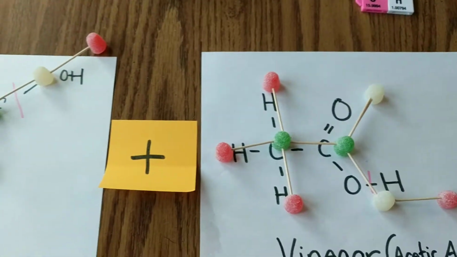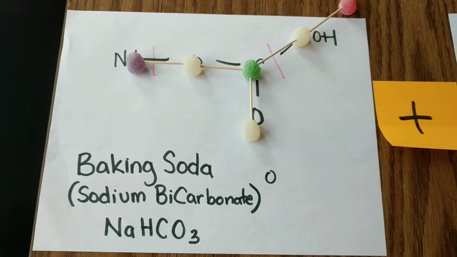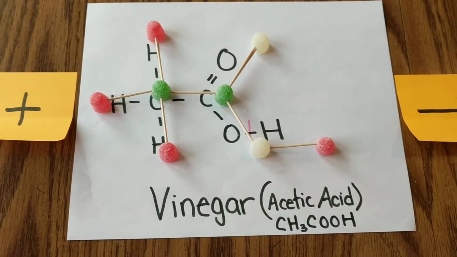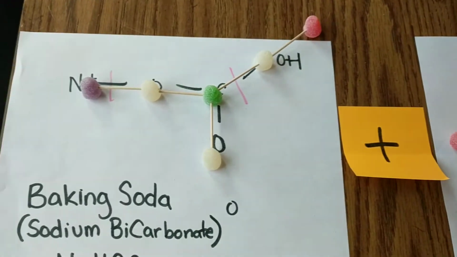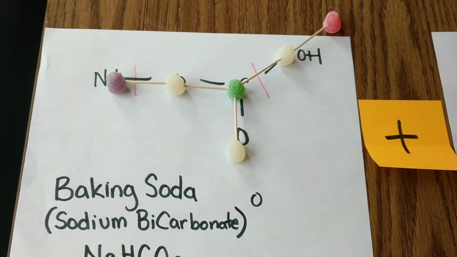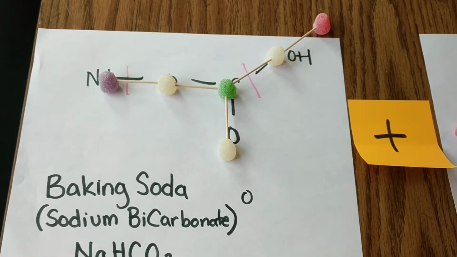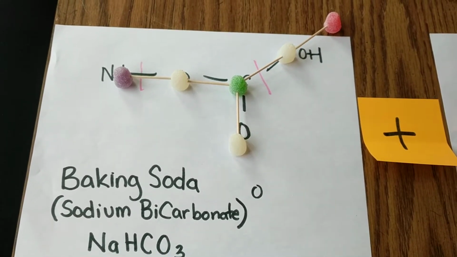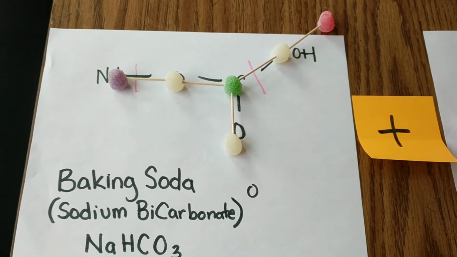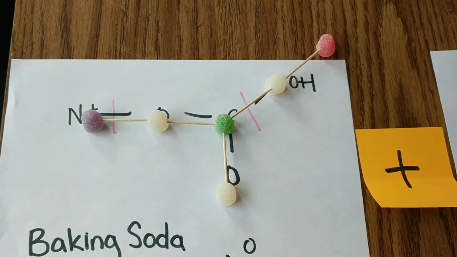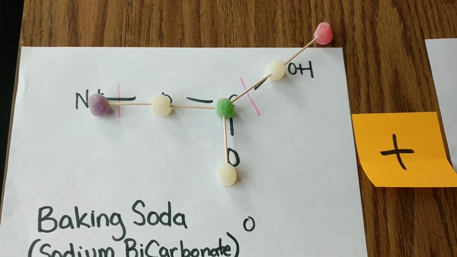Now today's experiment will be using baking soda and vinegar. And so what I did was I made baking soda and vinegar out of gumdrops. So these gumdrops, just like we've been learning about the periodic table and the letters on the periodic table, each one of these gumdrops is a letter on the periodic table.